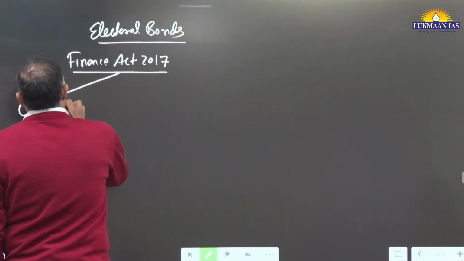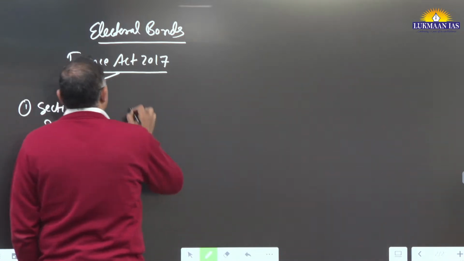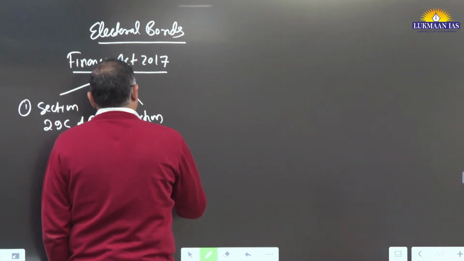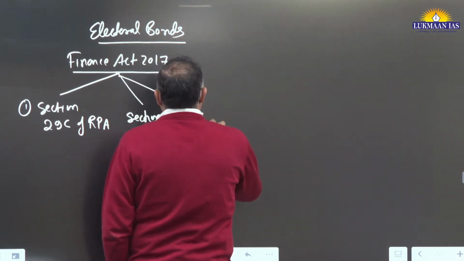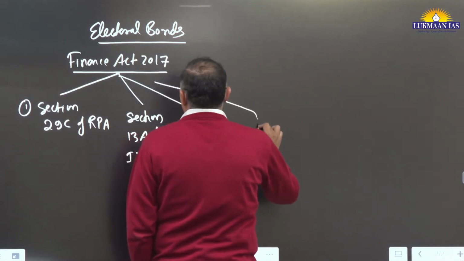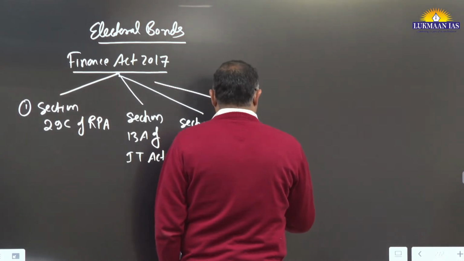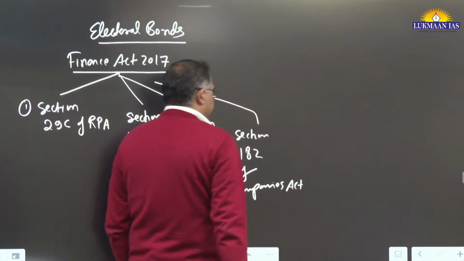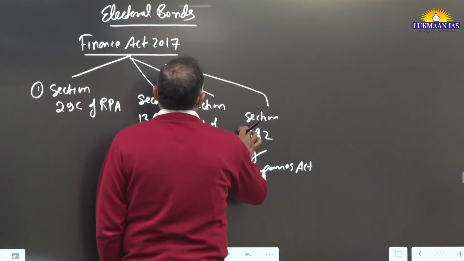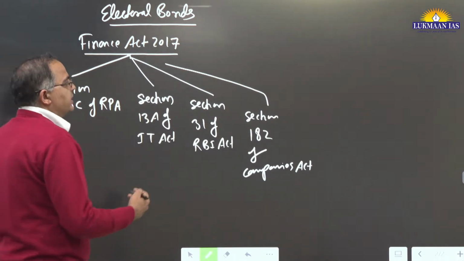First, section 29C of the Representation of People Act, then section 13A of the Income Tax Act, section 31 of the RBI Act, and a section of the Companies Act. So by these amendments, they tried to implement what we call the electoral bond scheme.